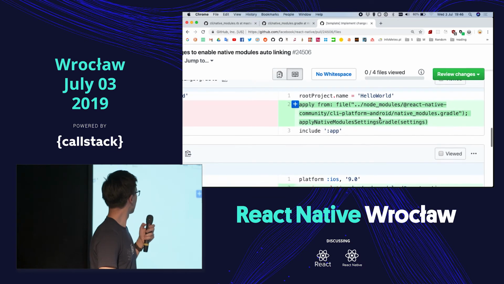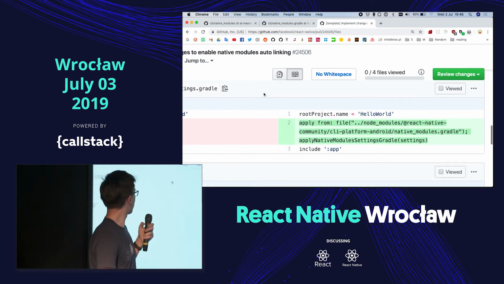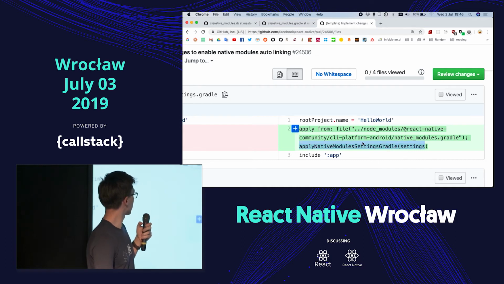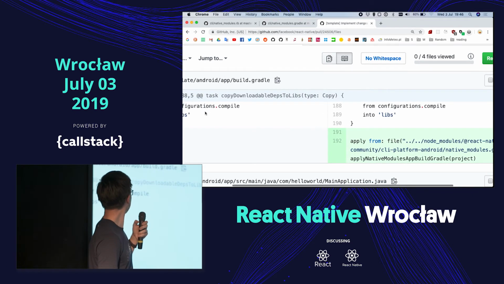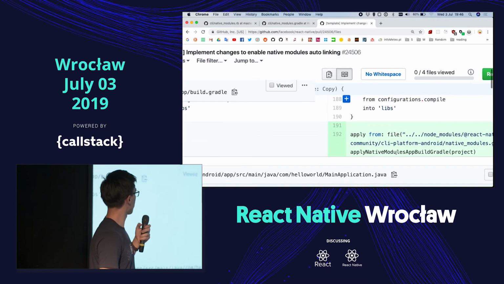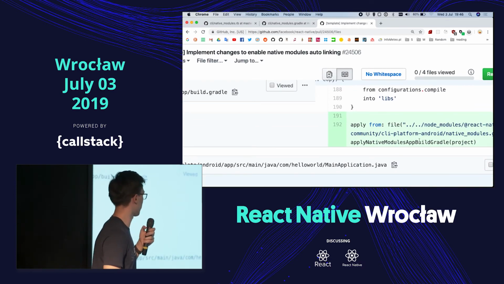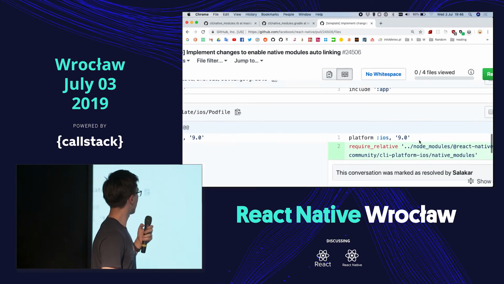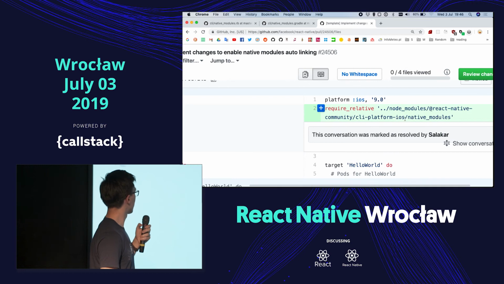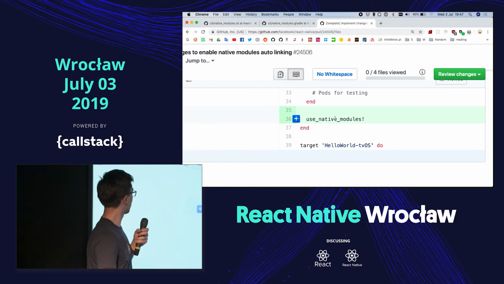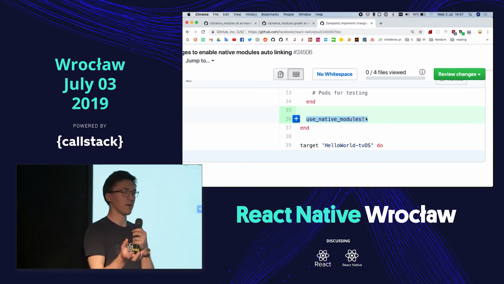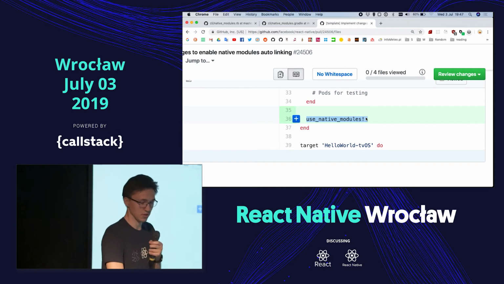So after we have the script, we need to run it somewhere. On Android, we do it by applying the Gradle plugins, like applying native modules settings Gradle. This is what I was looking for inside the settings Gradle file. And another plugin in the build Gradle, called apply native modules app build Gradle, of course. For iOS, it's a bit simpler because we only need one call. We require this lengthy name, the import of our native module script, and we call this function, that's it. Now all of our native dependencies are linked because of this module and this function call.